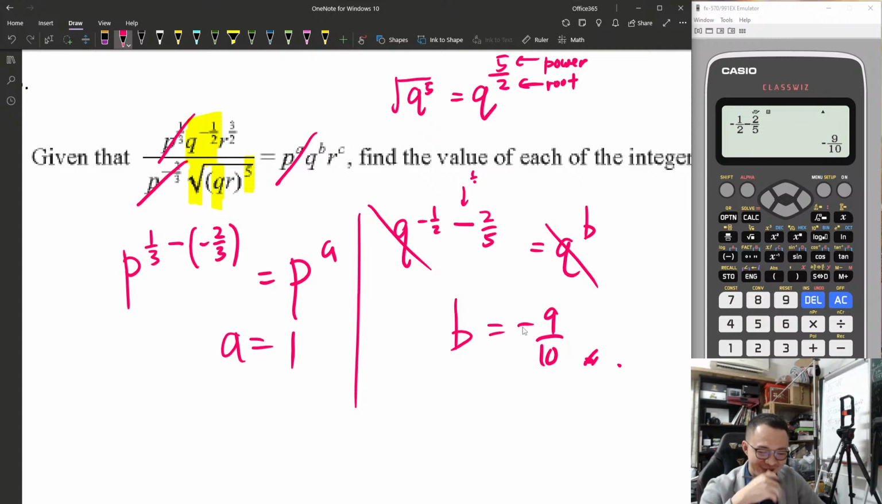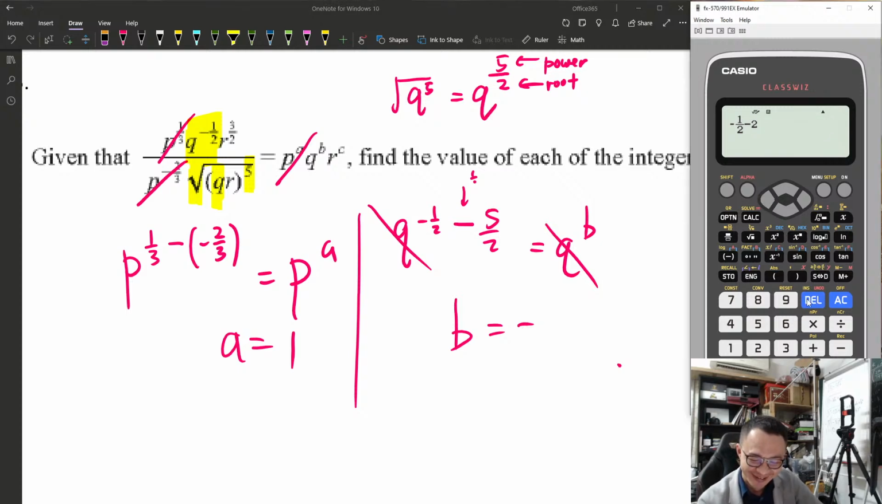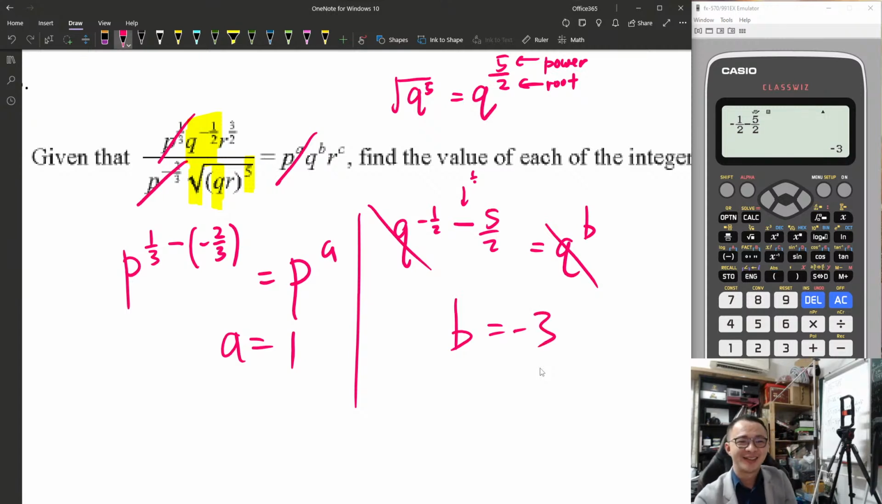Negative 5 over... Thanks, Chris, for dropping by. Yeah, it's 5 over 2. Oh my god, I can't believe I made this silly mistake. Clay is always my lifesaver. Thanks for coming on time. Yeah, it's negative 3 for b. I believe some other students will see it also. I'm not sure why I suddenly thought it as 2 over 5.